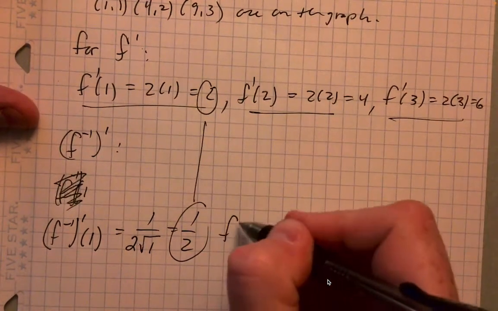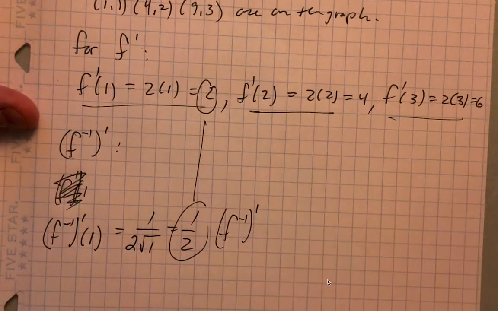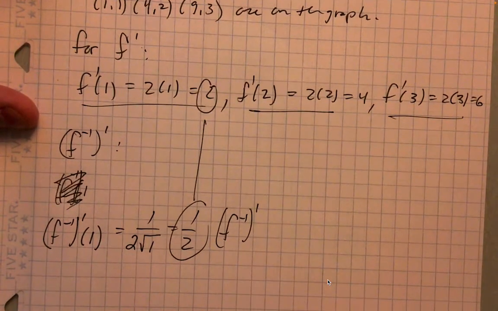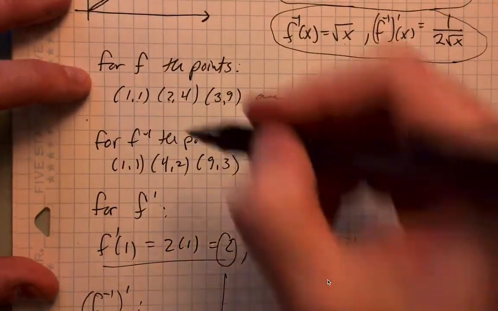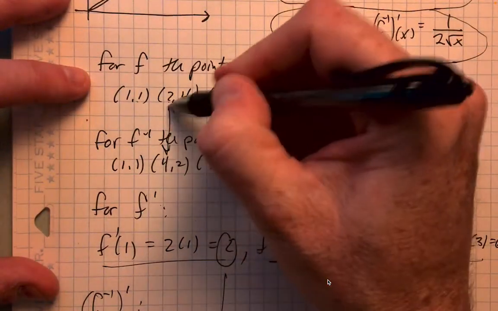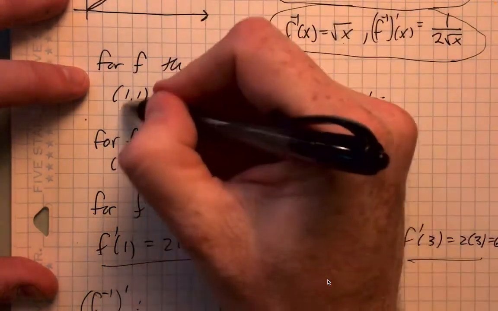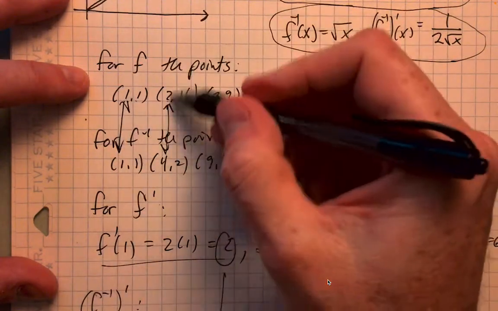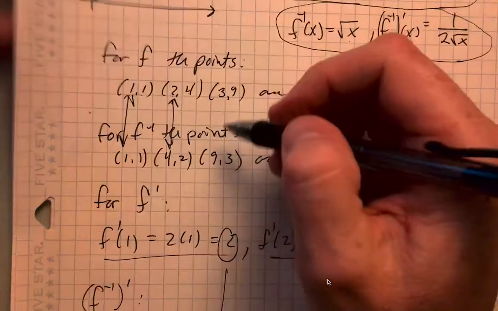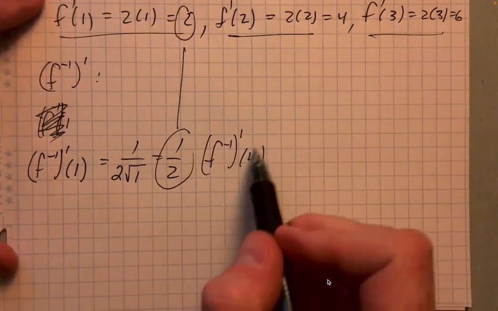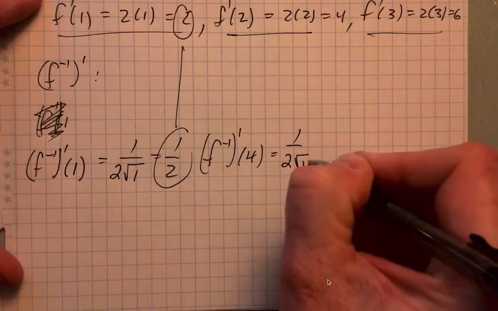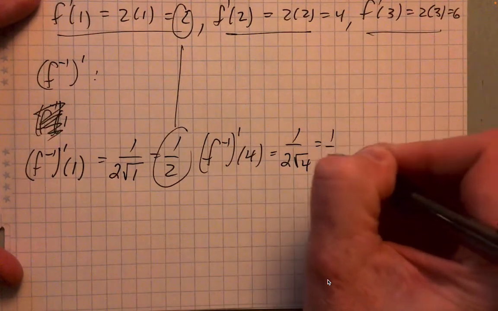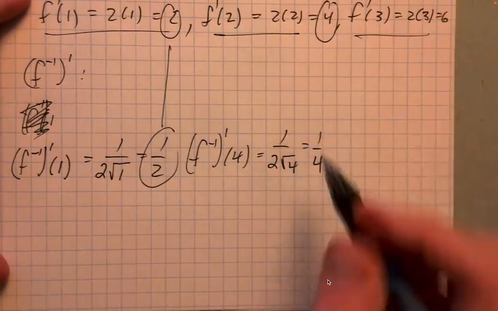How about f inverse prime of 4? Okay, now notice here, don't get tricked up here, right? We're plugging these in. We just plugged in the 1 and the 1. Now what about the 2 and the 4? Okay, so f inverse prime of 4, well, that's 1 over 2 times the square root of 4, so that's 1/4. Okay, so that tracks.